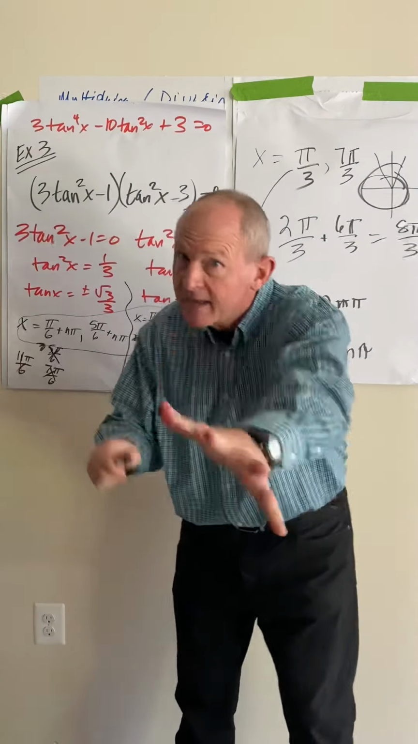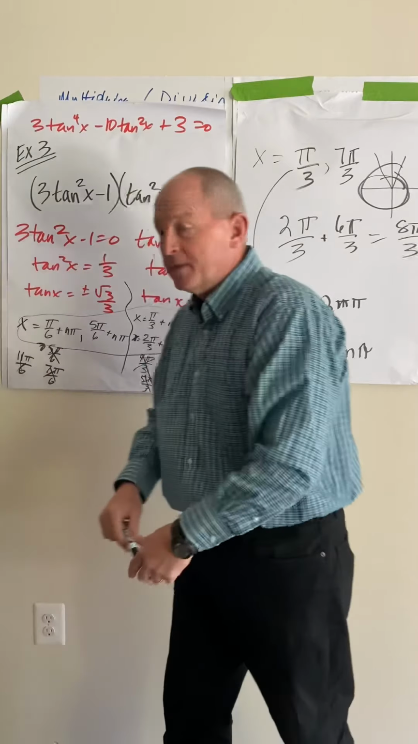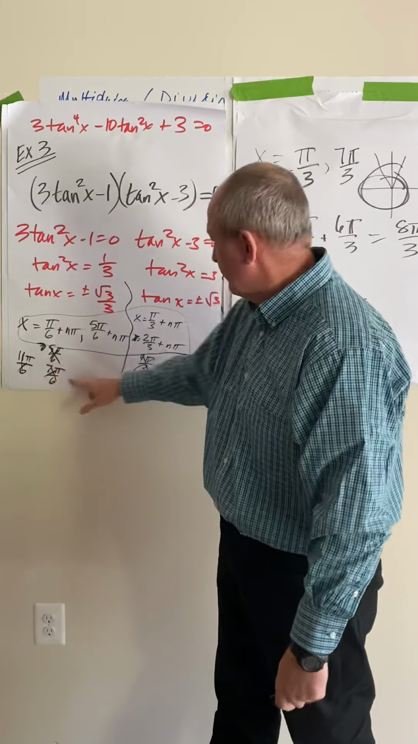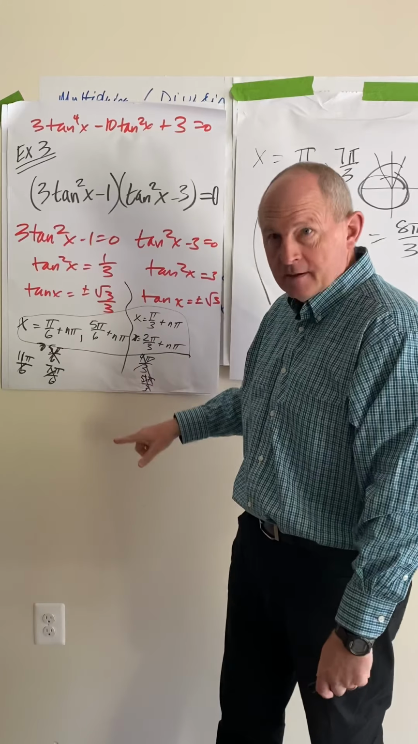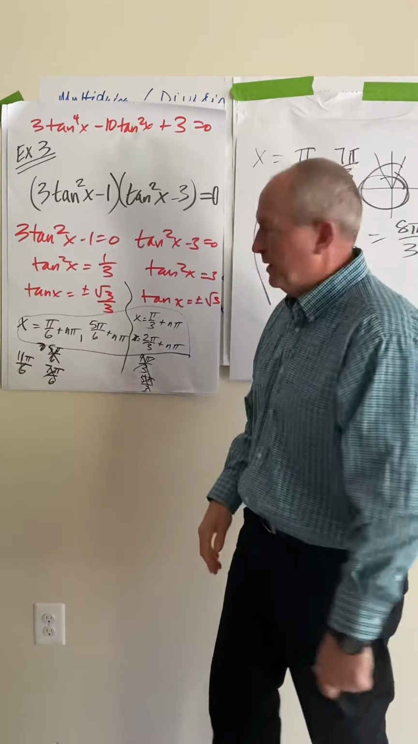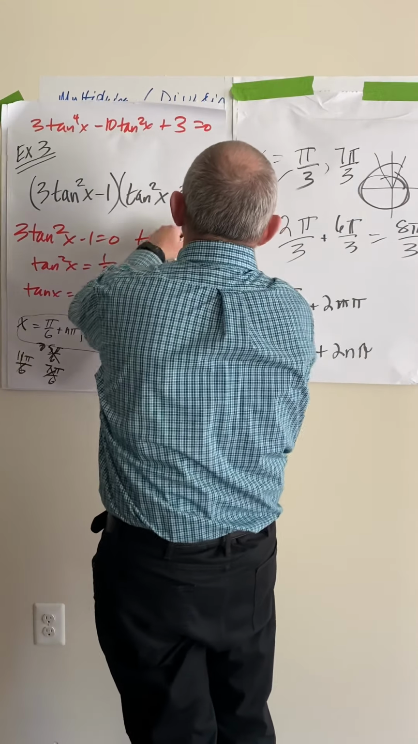Now, if the problem said restrict your answers to between 0 and 2 pi, you'd only have a total of 8 answers. You'd have 1, 2, 3, 4, 5, 6, 7, 8. But these directions don't say that. This one says find all the solutions. Okay? Last one. Last example. This one's actually pretty quick.